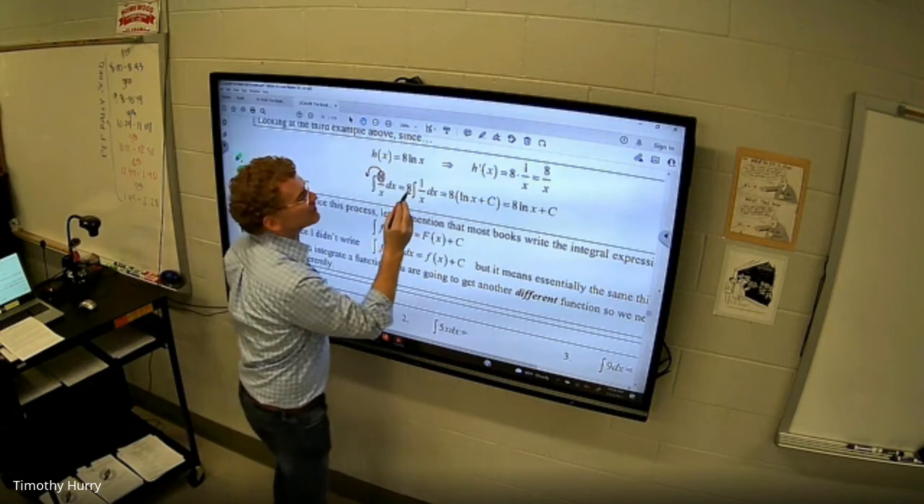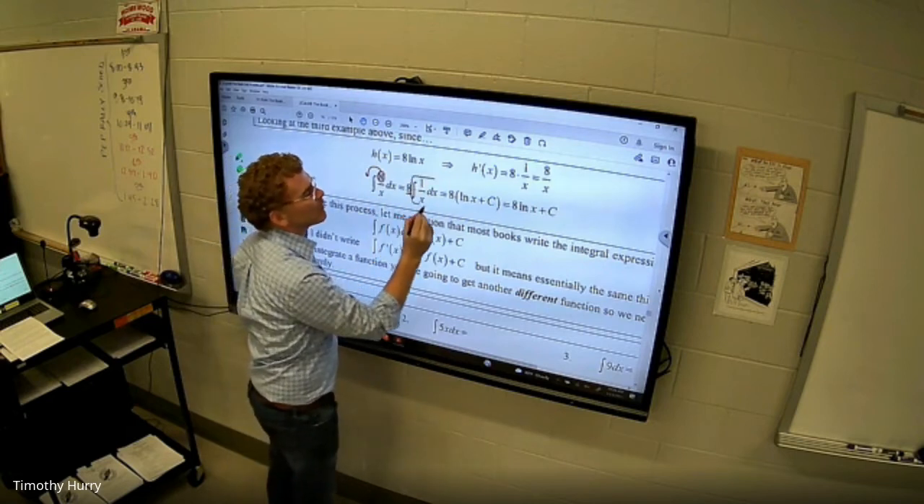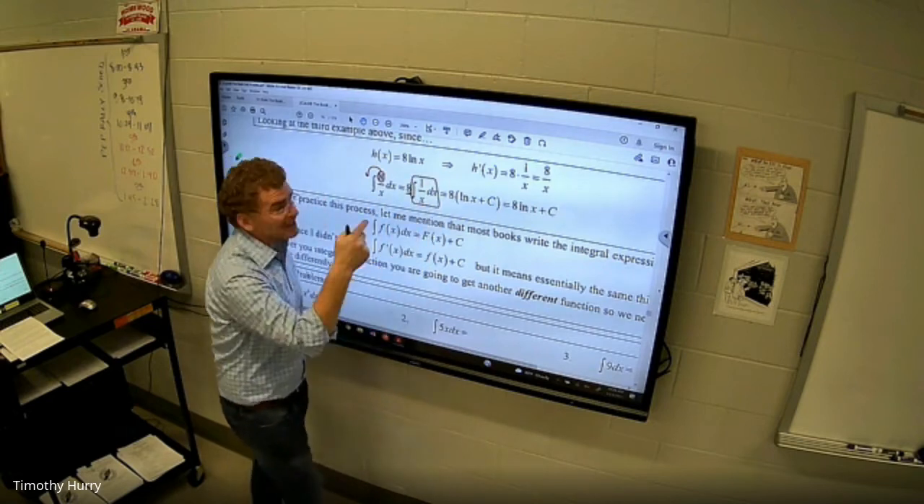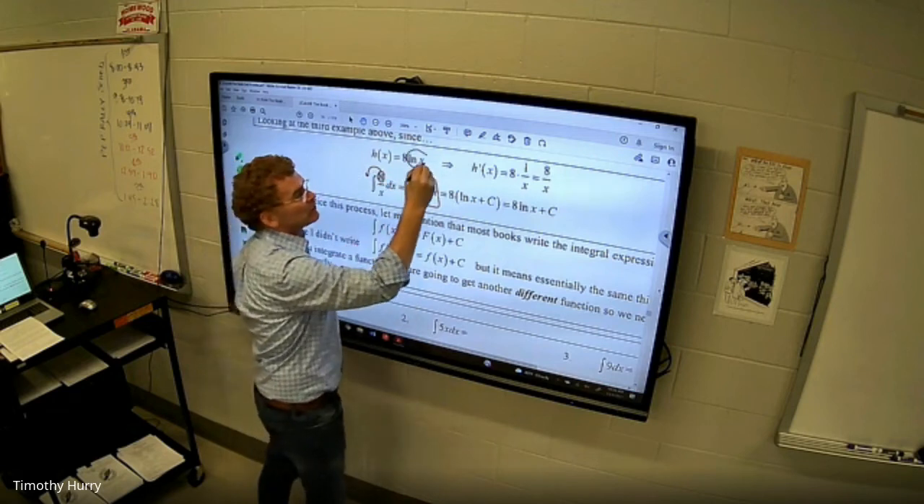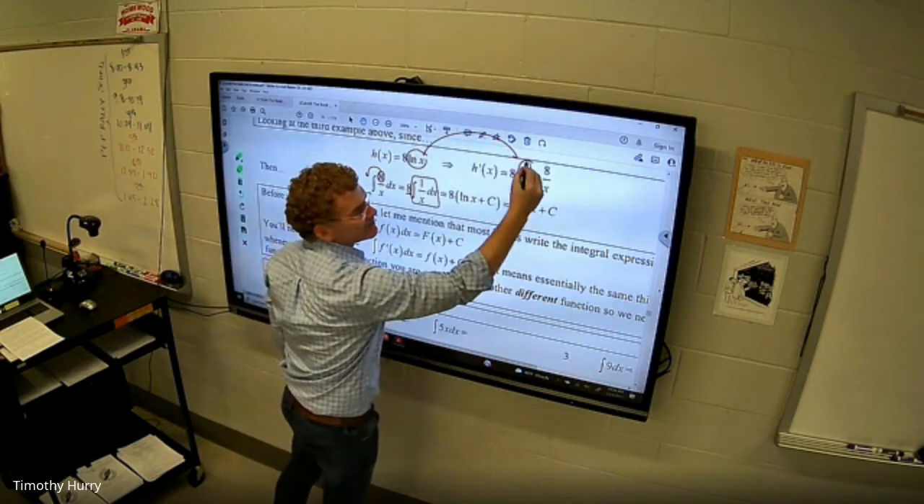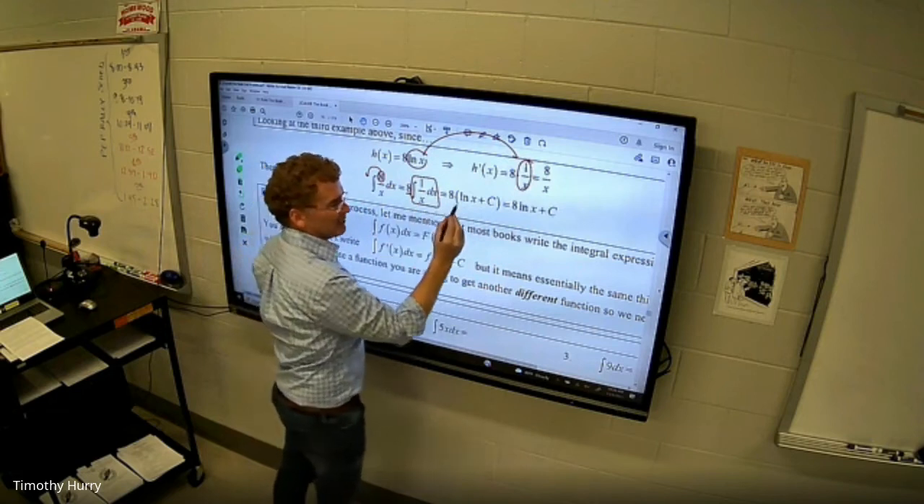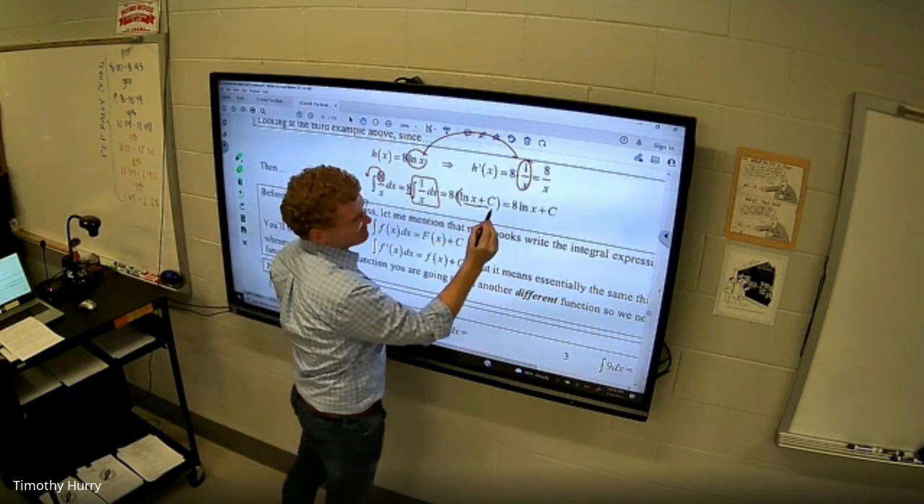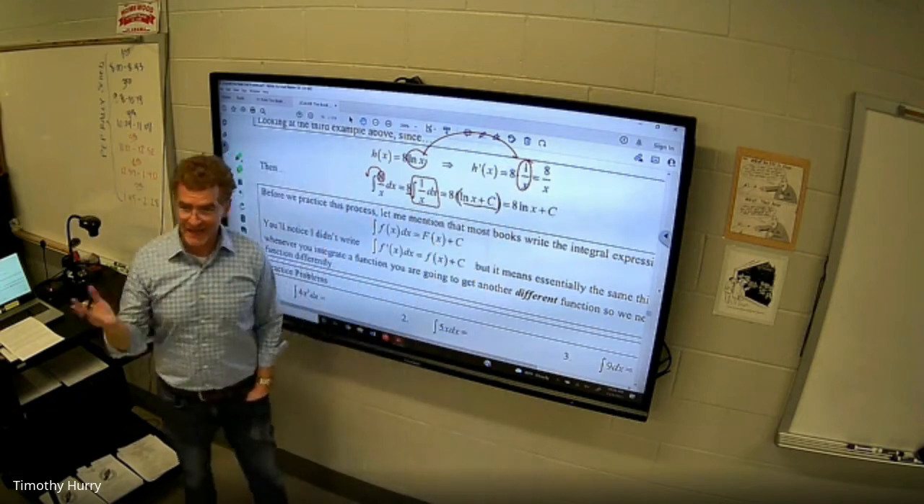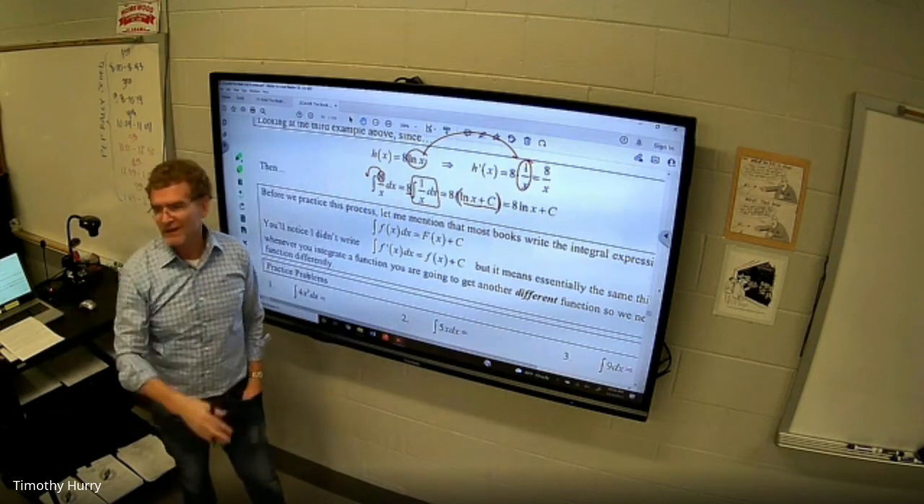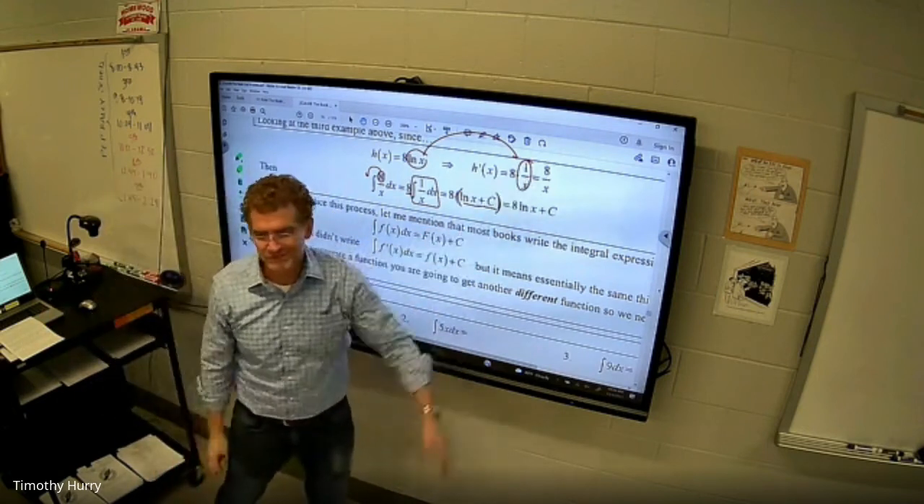So, the integral of a 1 over x, again, because I know this derivative rule, the derivative of that becomes that. Well, then the integral of that becomes this, plus some c. And then since the 8 is on the outside, I distribute the 8 in. But again, 8c is c.